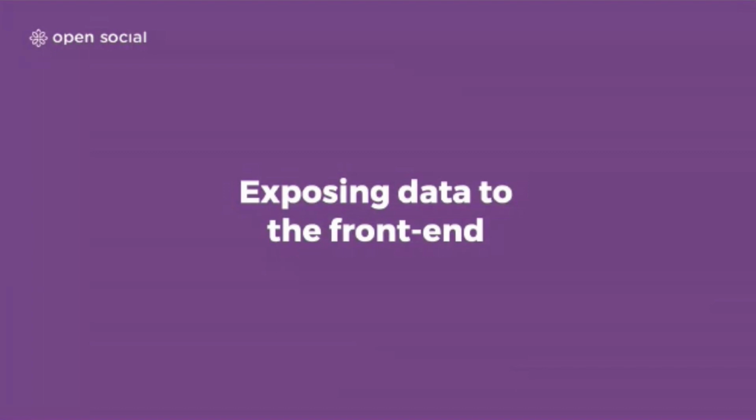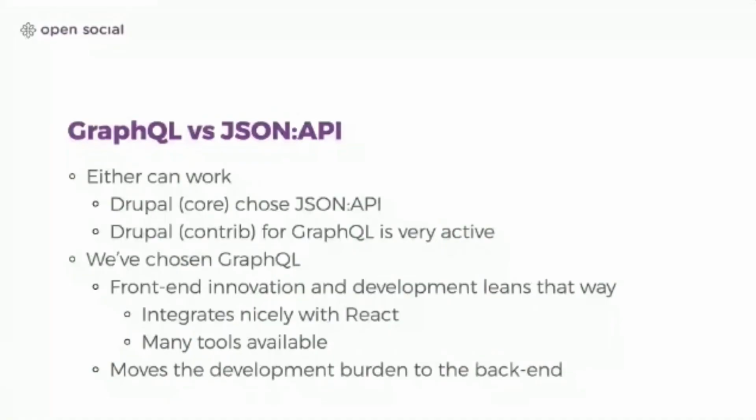Drupal core has chosen the JSON API, and GraphQL in the Drupal contrib space is quite active. We've made the decision to go with GraphQL, mostly because the front-end innovation and React development is leading that way. And the static typing of GraphQL integrates nicely with a language like ReasonML, and the component-based aspects of it integrate nicely with React. So most of the tools available are there.